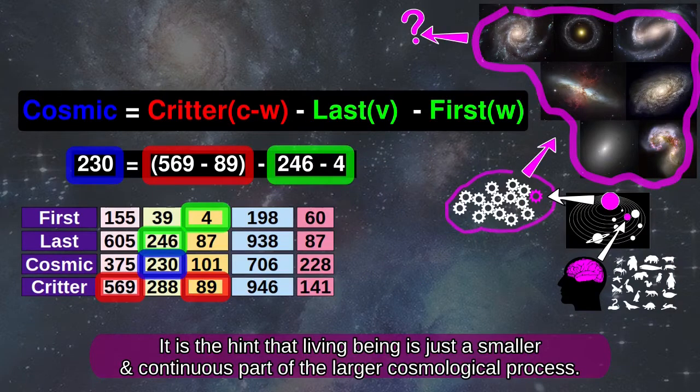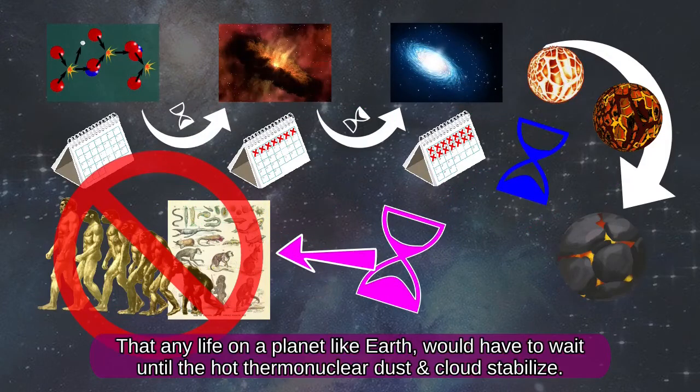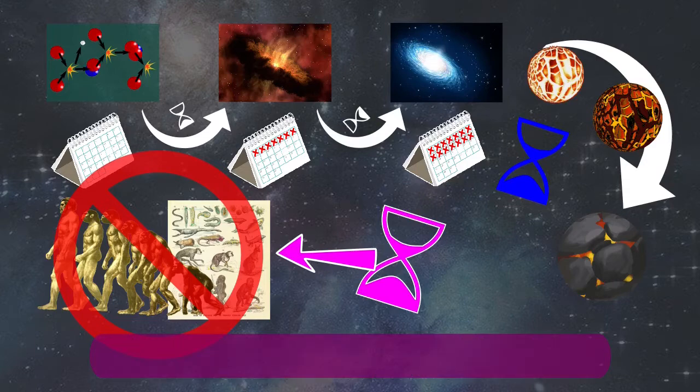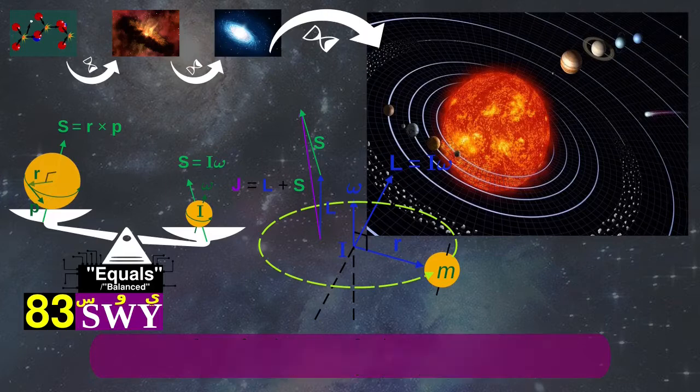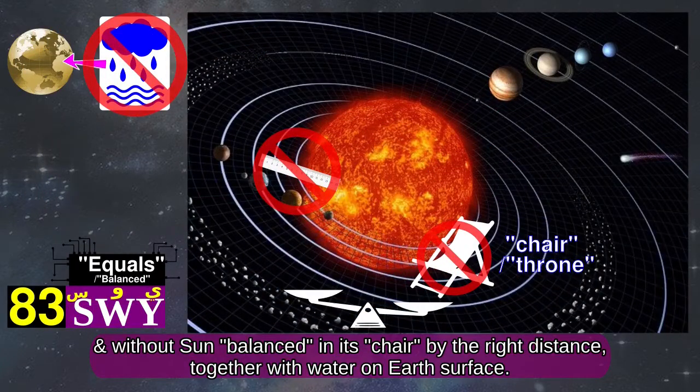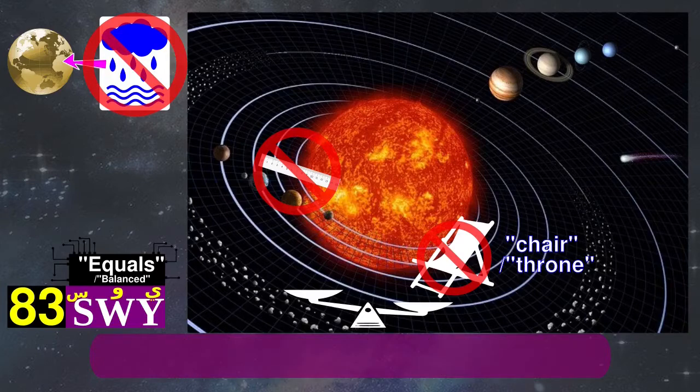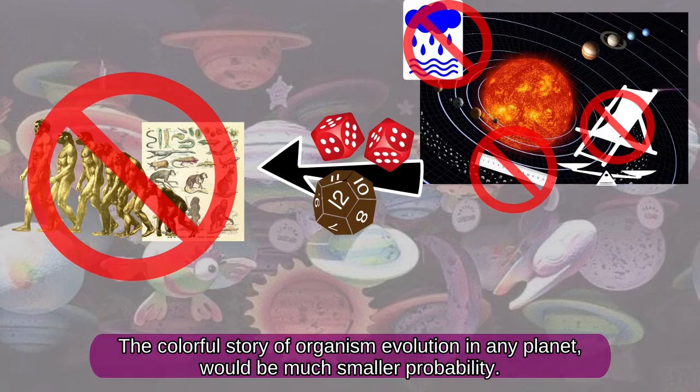It is the hint that living being is just a smaller and continuous part of the larger cosmological process. That any life on a planet like Earth would have to wait until the hot thermonuclear dust and cloud stabilize, separated into star and planets, and equalized all of its pushing and pulling forces of gravity. And without sun balanced in its chair, by the right distance, together with water on Earth's surface, the colorful story of organism evolution in any planet would be of much smaller probability.